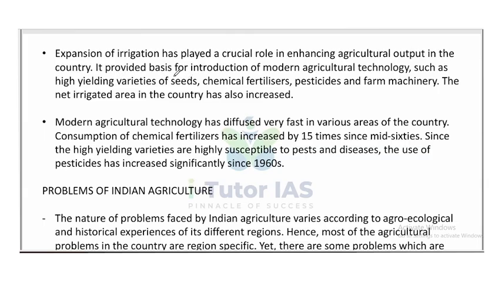It provides basis for introduction of modern agriculture technologies such as high yielding varieties of seeds, chemical fertilizers, pesticides, and farm machinery. The net irrigated areas in the country has also increased. Modern agriculture technology has diffused very fast in various areas of the country. Consumption of chemical fertilizers has increased by 15 times since mid 60s. Since the high yield varieties are highly susceptible to pests and diseases, the use of pesticides has increased significantly since 1960s.